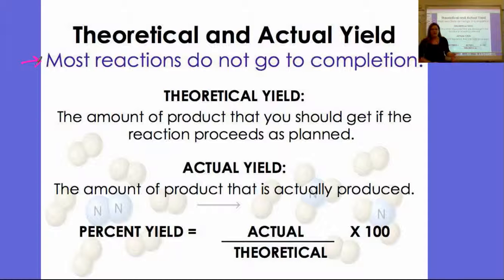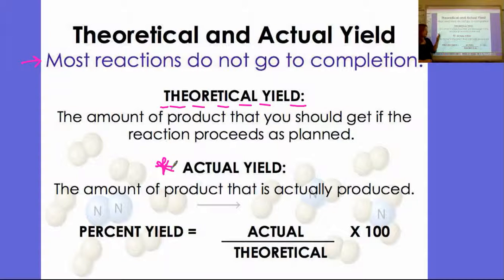Why? Because one of our reactants runs out. So our theoretical yield, this is yield of product, is exactly how much product we should get if the reaction proceeds as planned. So we'd love to have 100% yield. But sometimes our actual yield is less than what we should have produced.